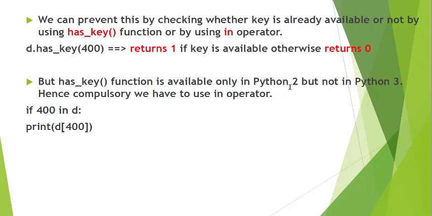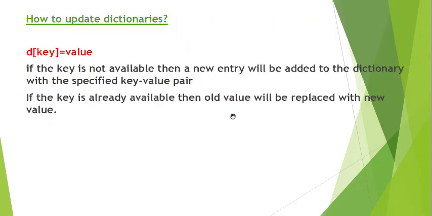This has_key function is available only in Python 2, but it's not available in Python 3. So in Python 3, what we can do is use the in operator. If 400 in D, then we print it. We use the in operator in Python 3. Okay.